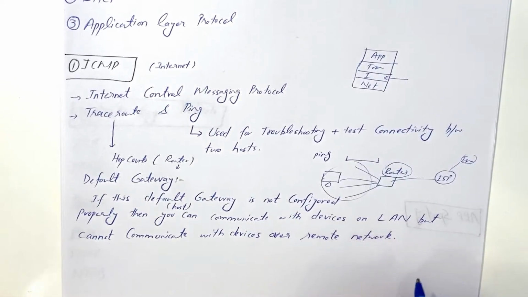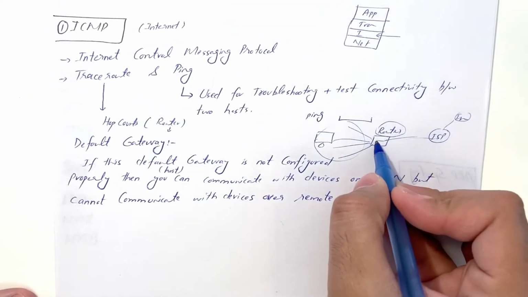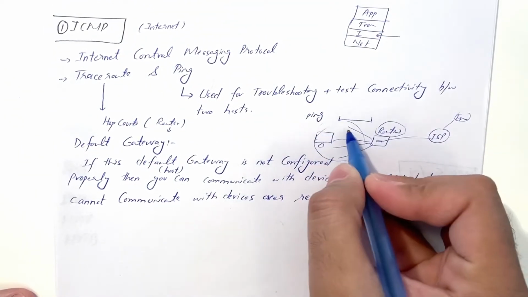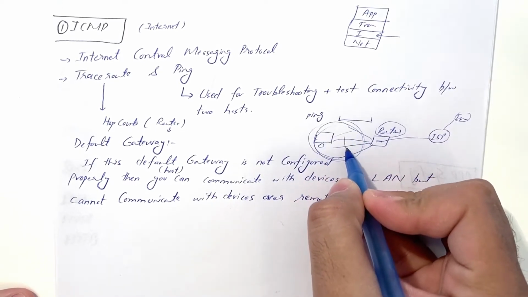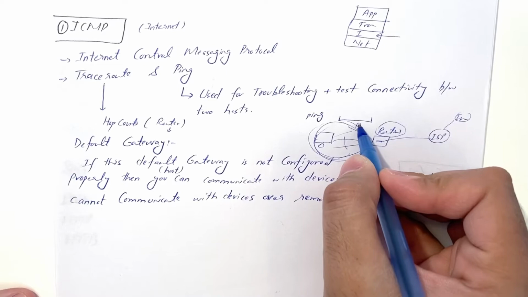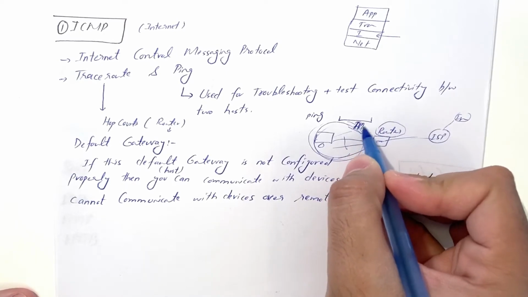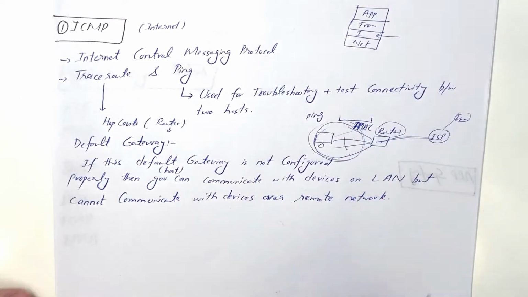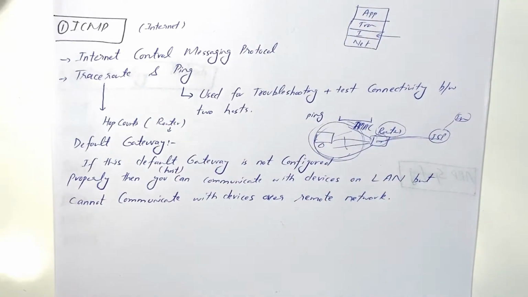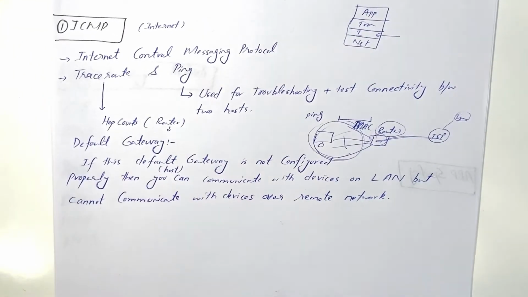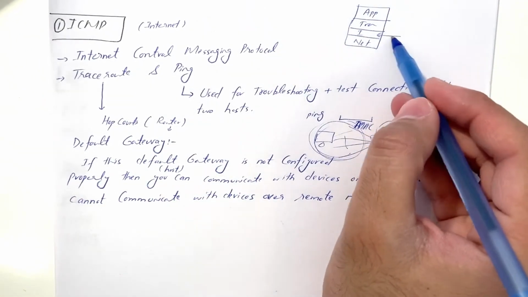So what does it mean? Let's say if this router is not configured properly, you can still communicate with the devices within your local area network. You can send ping packets to other devices because you need to know the IP addresses, MAC addresses, but you cannot communicate with a device which is located over internet if your default gateway is not set up properly on a host. That was ICMP protocol, which runs on internet layer.